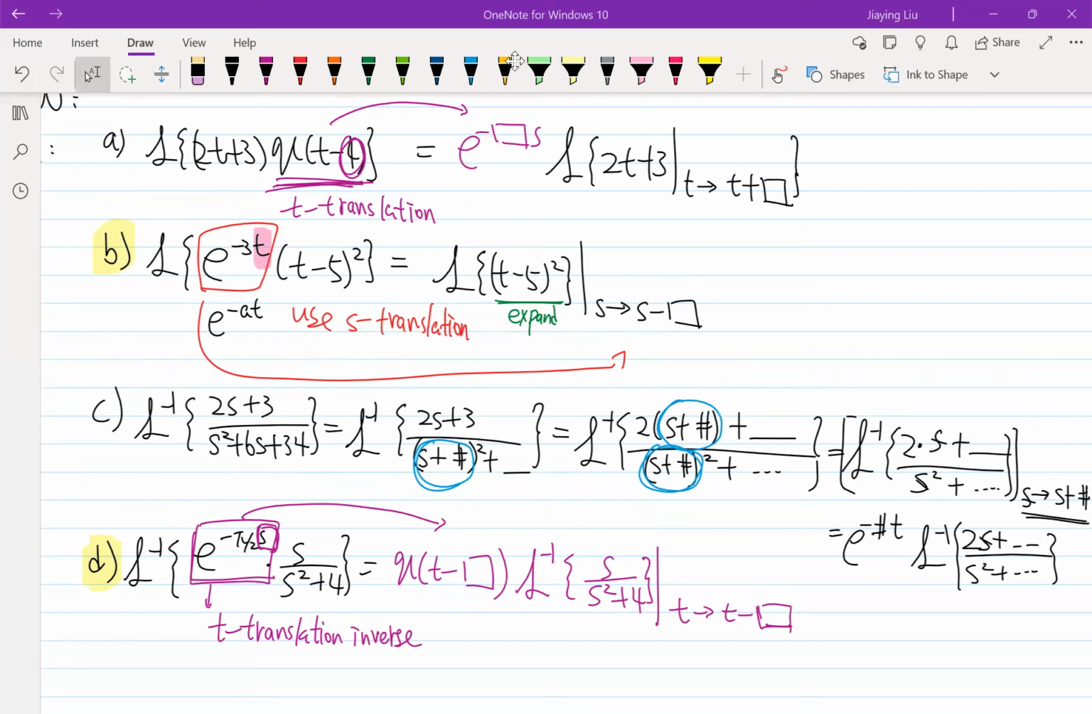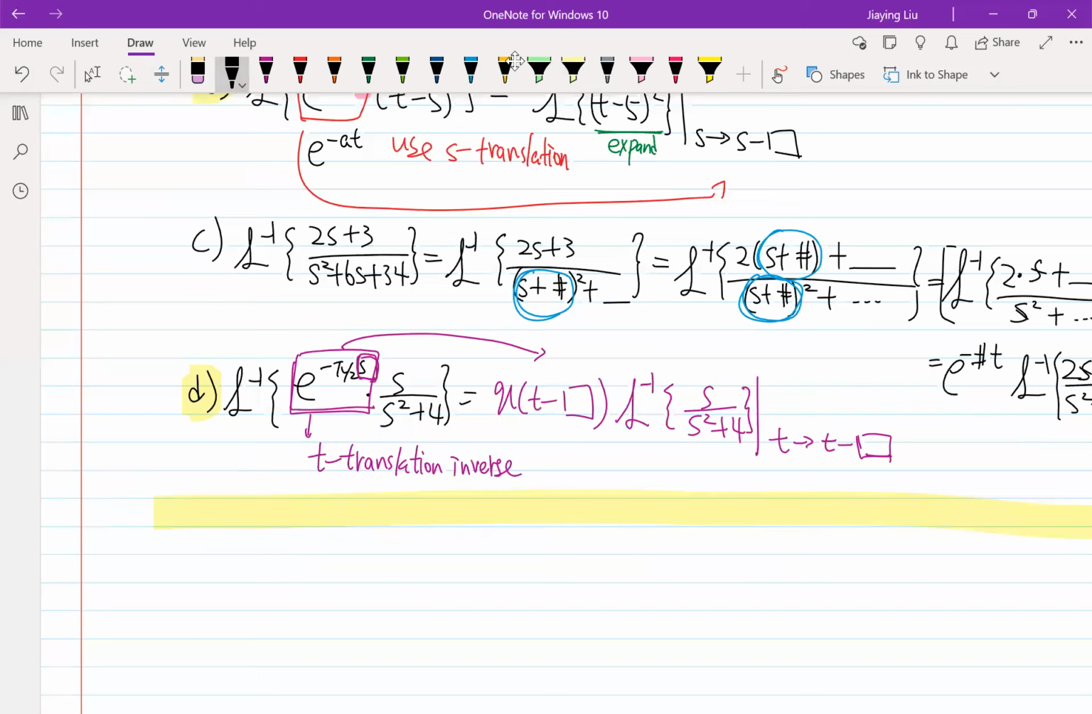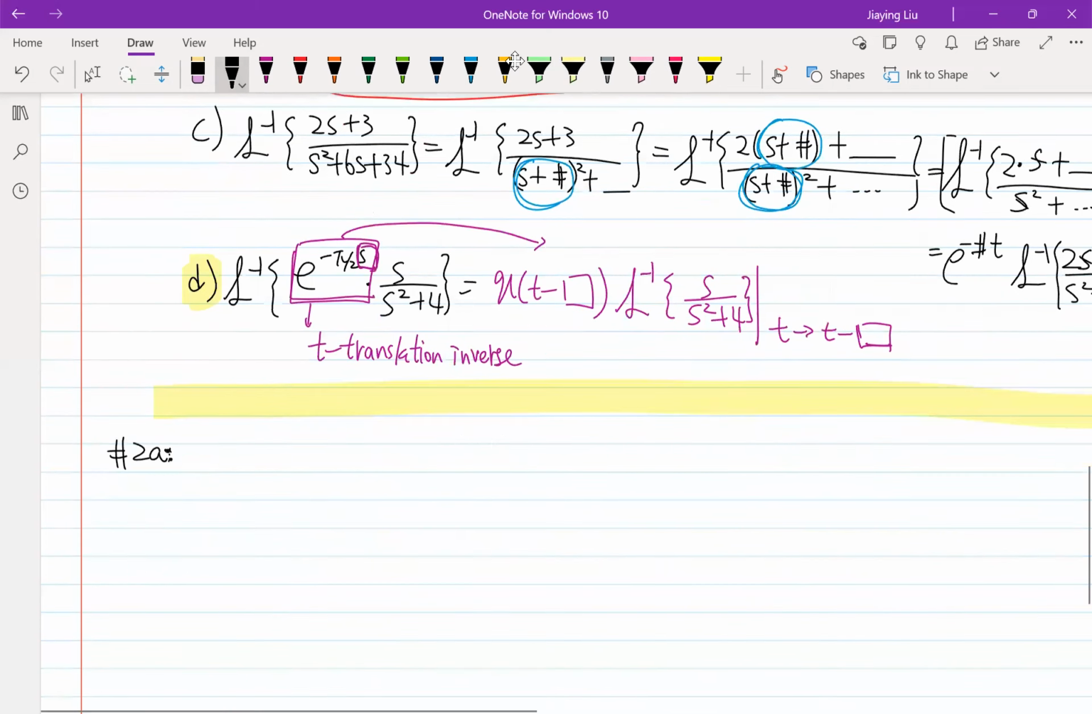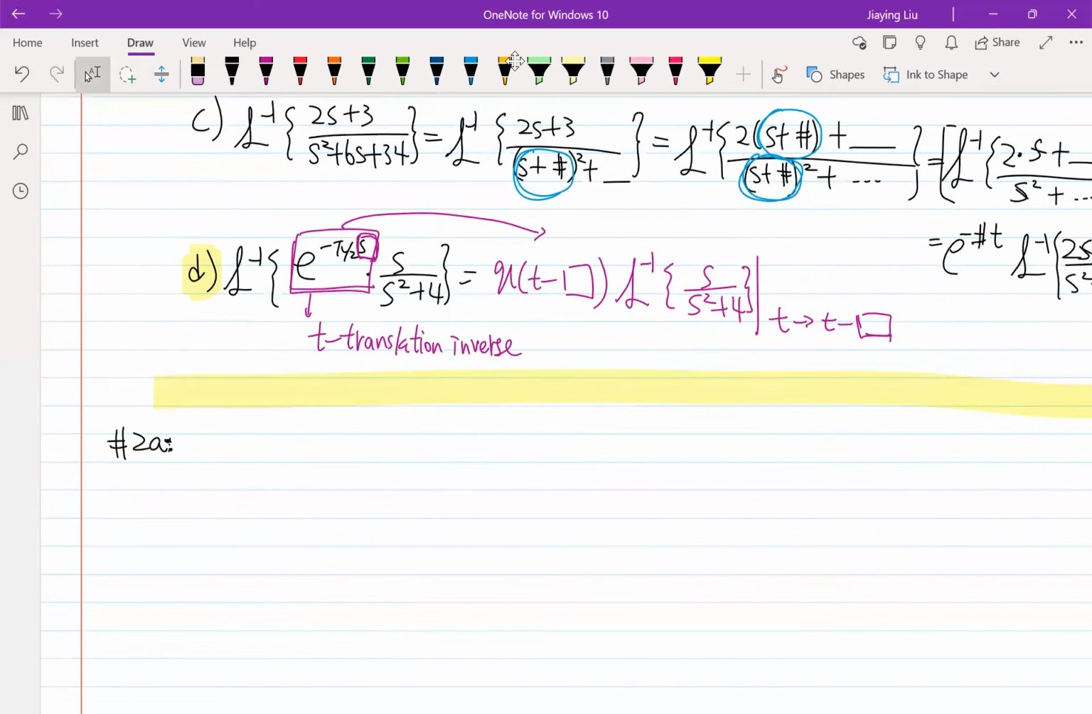Number 2, 2A. So for 2A, the question is, given that f of t is equal to sine t for t between 0 and pi, and 0 for t greater than pi.